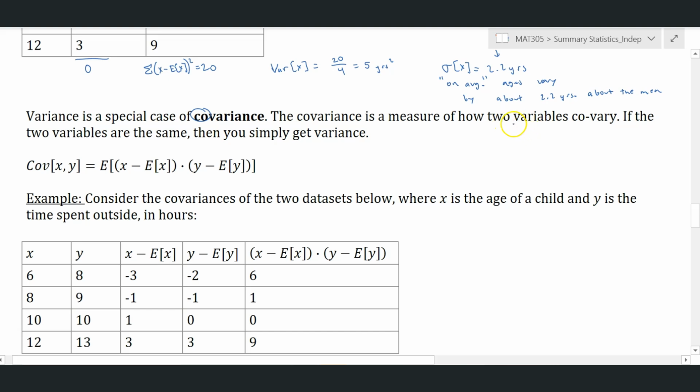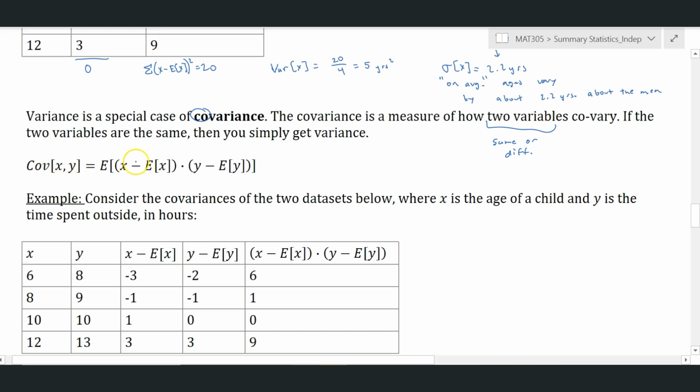Sometimes those two variables can be the same or different. Okay, so if they are the same, then you're talking variance. And if they're different, then you get covariance. So the only difference between variance and covariance is that covariance can be between two different variables. Variance is with respect to one variable.